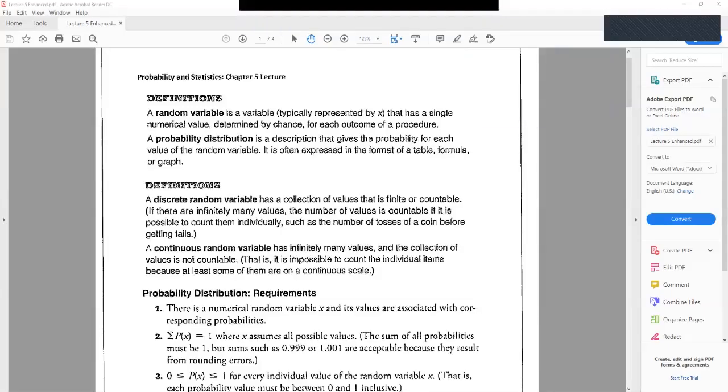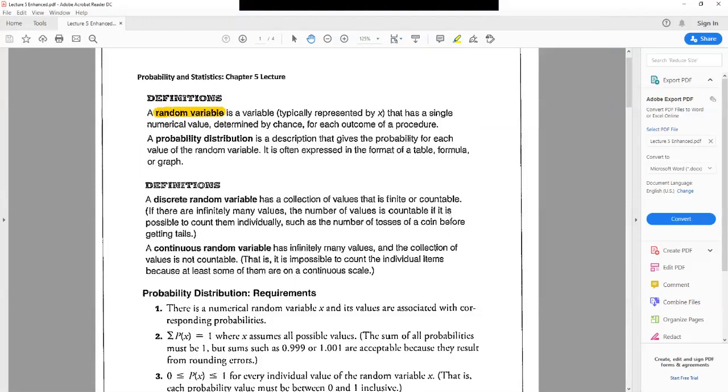Hello, the purpose of this lesson is to provide an overview of the Chapter 5 lecture in probability and statistics. And as usual, we will be starting off our lecture with another set of vocabulary words that we will be using throughout the rest of the semester. So let's talk about the concept of a random variable.